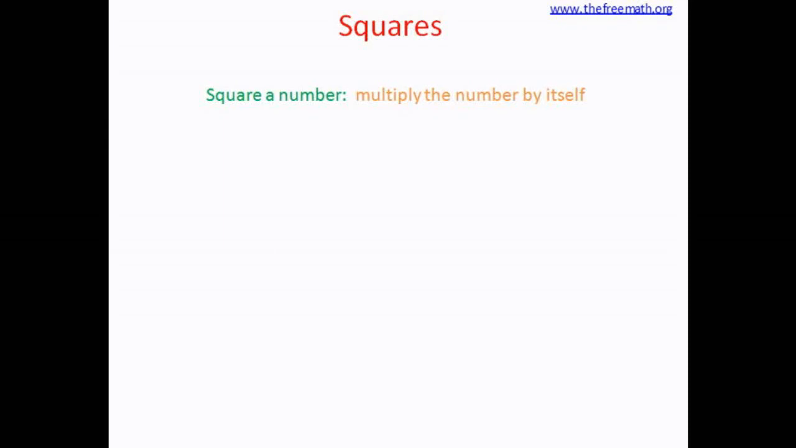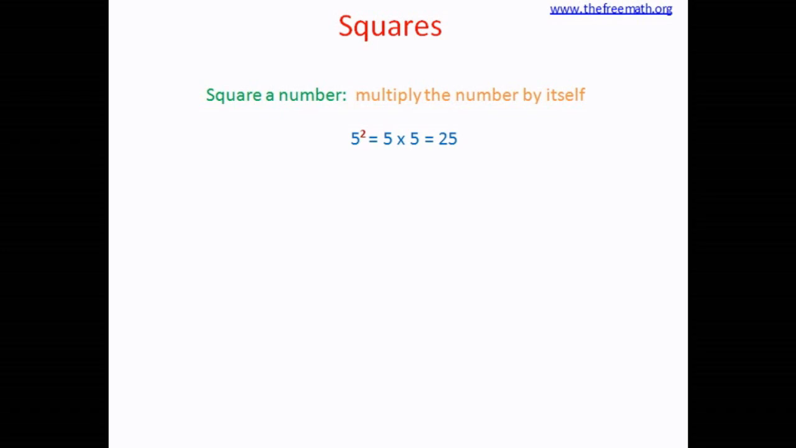Let's learn what squares are. Squaring a number is multiplying the number by itself. For example, squaring the number 5 means multiplying 5 by 5 and the answer is 25. That means the square of number 5 is 25. Or in other words, you can say that 5 squared equals 25.